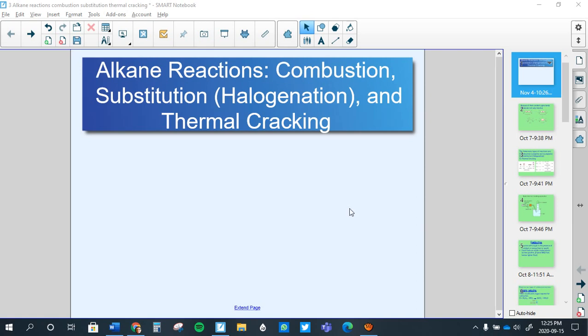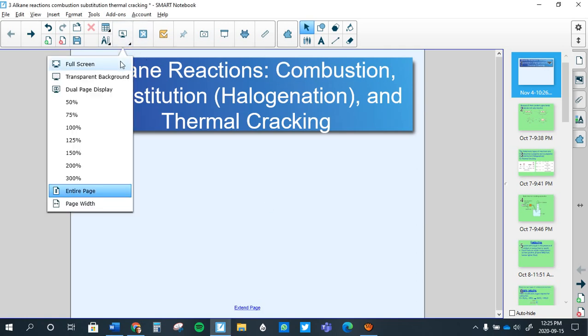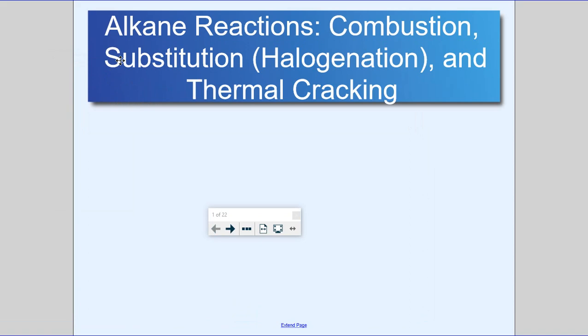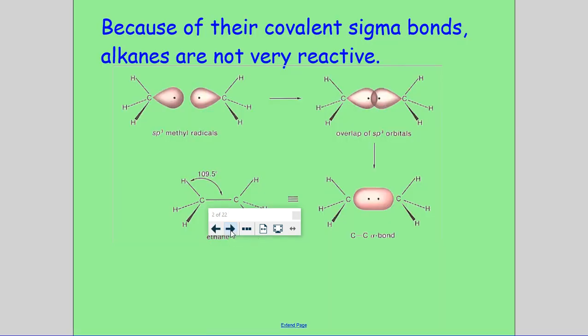Hello everyone. We continue our unit with alkanes and their reactions. So we have actually already gone over, just to review, alkanes, alkenes, alkynes at this point, so lessons 1 and 2. And we continue now with reactions of alkanes. There are three main kinds that we will go over.